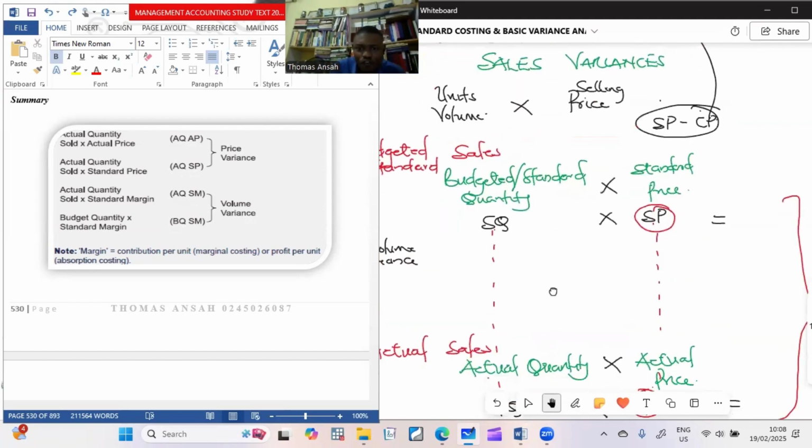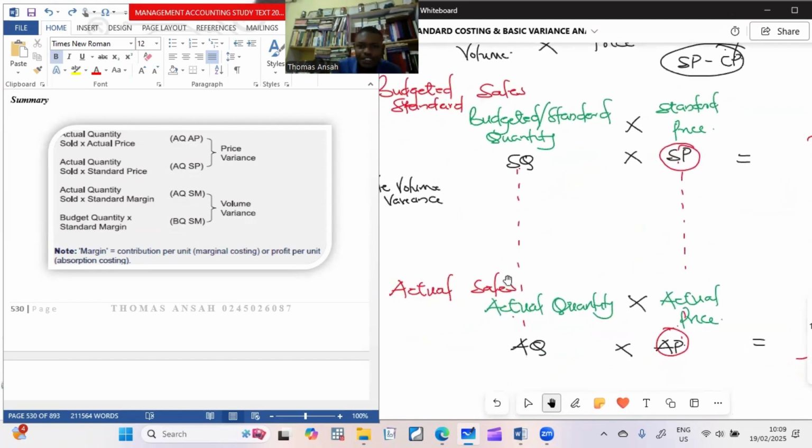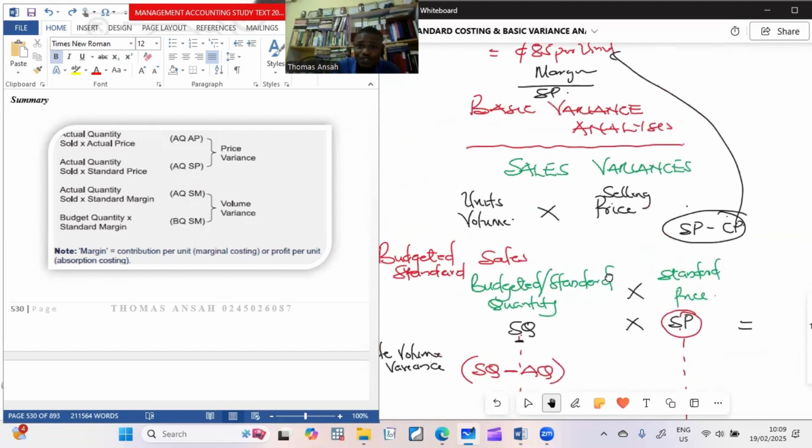So if we are comparing volume, then it means that I will just need the difference between this one and this one. Have you seen that? That is it. So you'll be comparing your standard quantity minus the actual quantity. All right. Basically, that is that. Multiply by the selling price. Actually, everything is about the selling price, okay, because we want selling price.